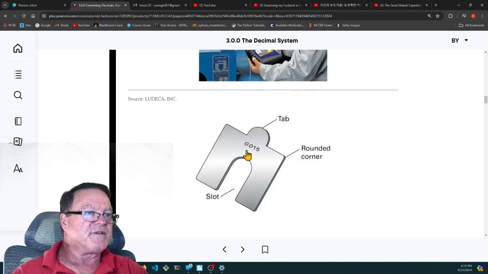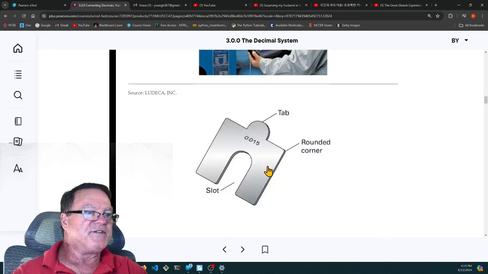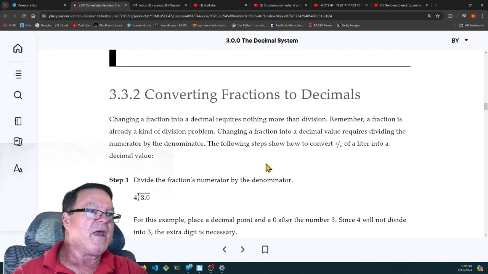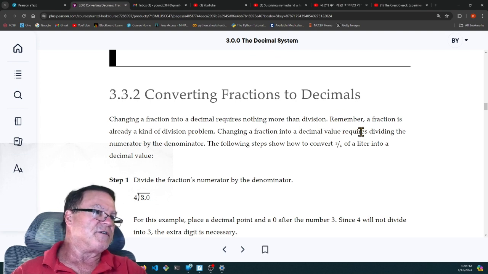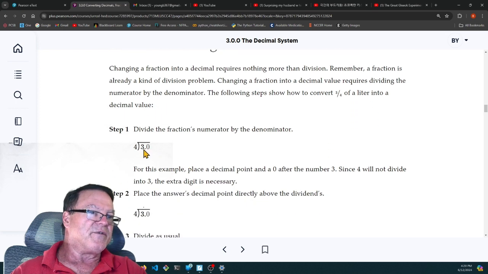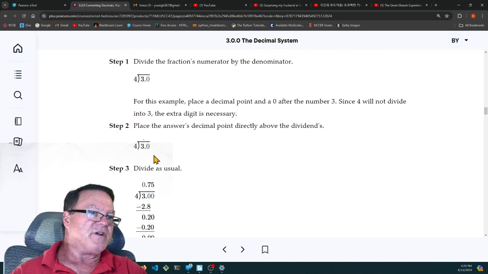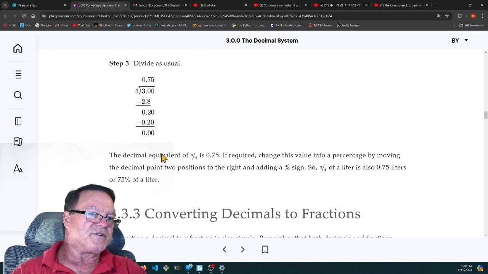These are shims, that's 0.015 inches, or whatever they're using. Converting fractions to decimals. Changing a fraction into a decimal requires nothing more than division. Remember, a fraction is already a kind of division problem. Changing a fraction into a decimal value requires dividing the numerator by the denominator. So here, 3/4 of a liter into decimal value. You divide 3 by 4, and it should come out to be 0.75, which is 3/4.